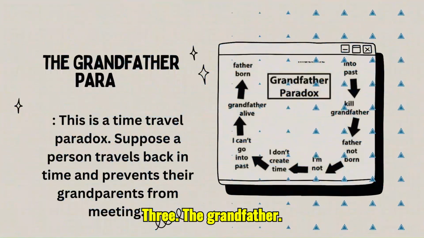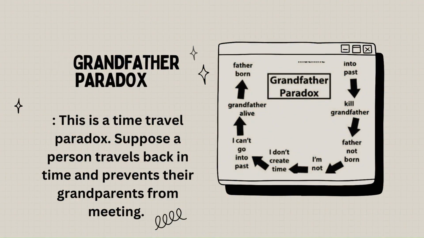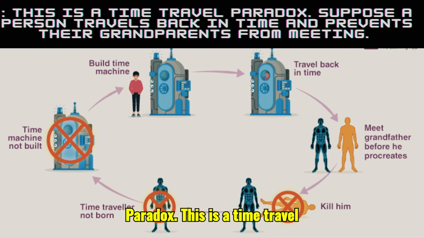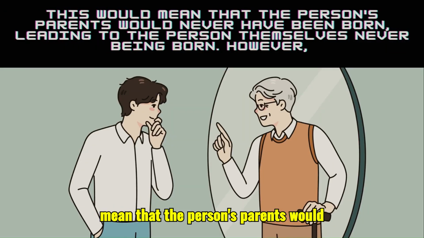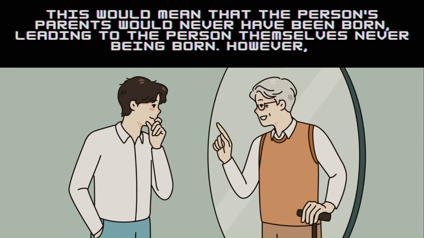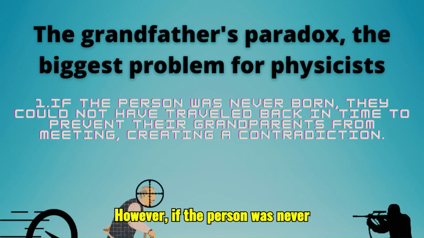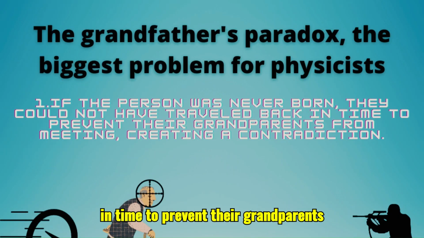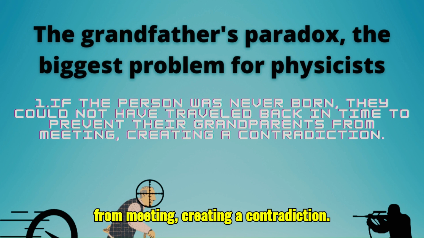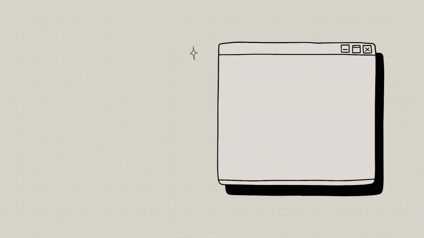3. The grandfather paradox. This is a time travel paradox. Suppose a person travels back in time and prevents their grandparents from meeting. This would mean that the person's parents would never have been born, leading to the person themselves never being born. However, if the person was never born, they could not have traveled back in time to prevent their grandparents from meeting, creating a contradiction.